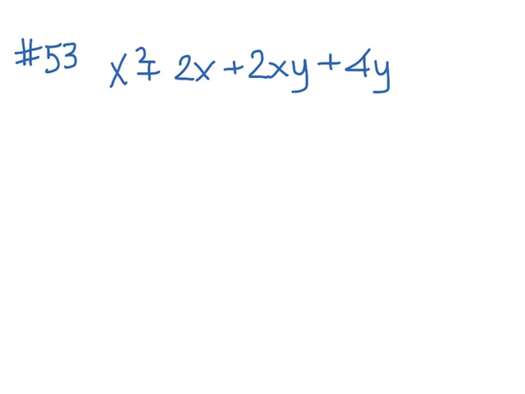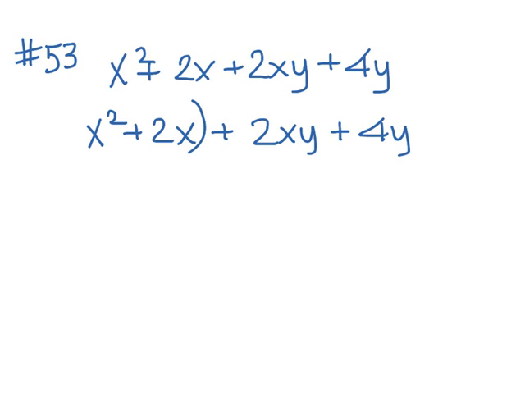So how many terms do we have? We've got 4 terms, so we should start thinking grouping. So I'm going to group the first part. So I have x squared plus 2x plus 2xy plus 4y. And I'm going to group these two and these two together. So there's my first group, there's my second group.